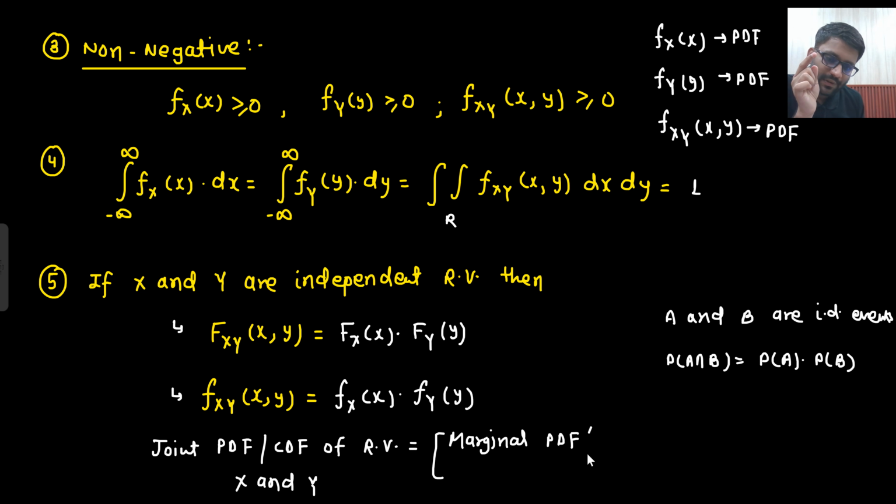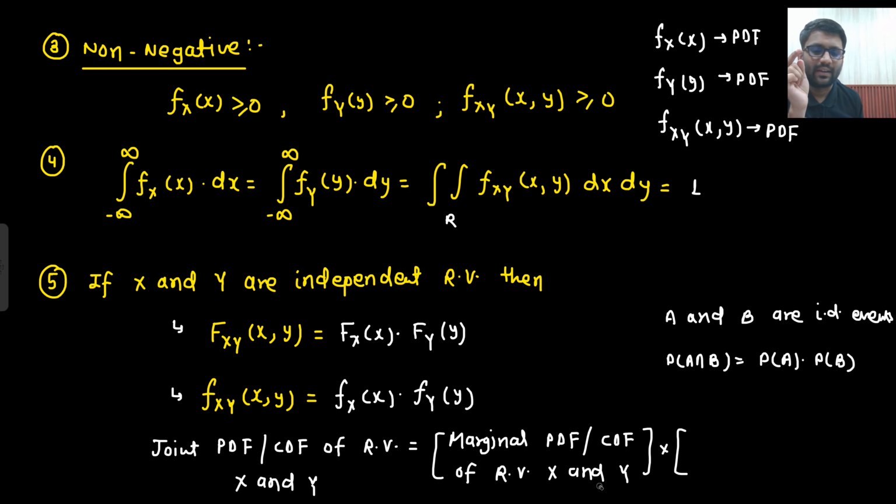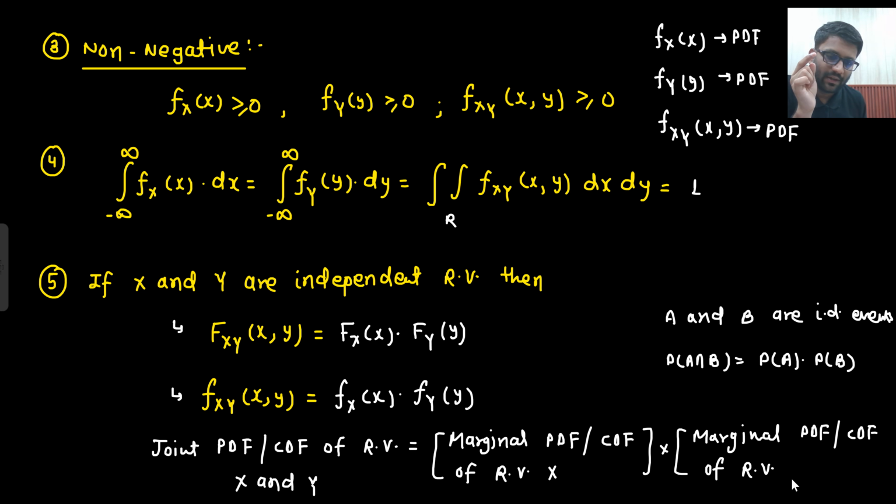PDF or CDF of random variable x and y, multiplied with not x and y, are only x, because this is x, this is y, multiplied with the marginal PDF or CDF of random variable y. There you go. So don't feel like that, sir, there is a lot of things to remember.